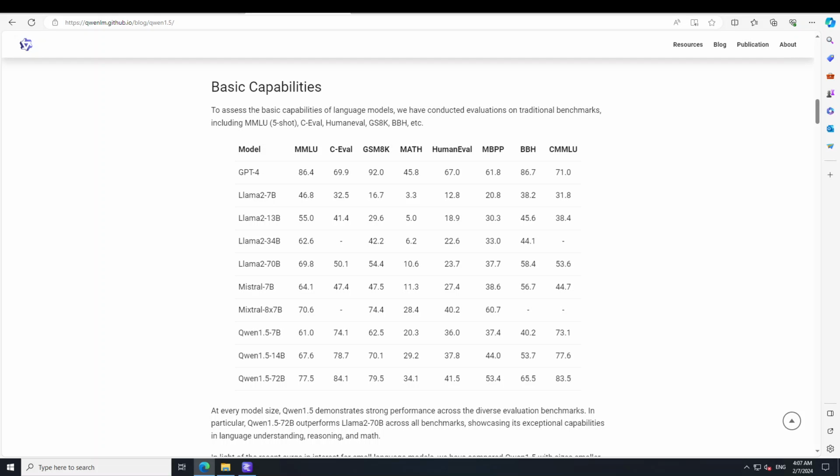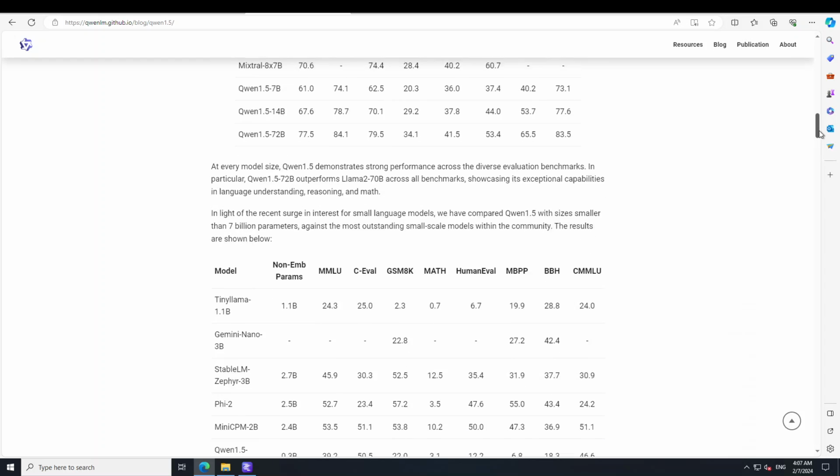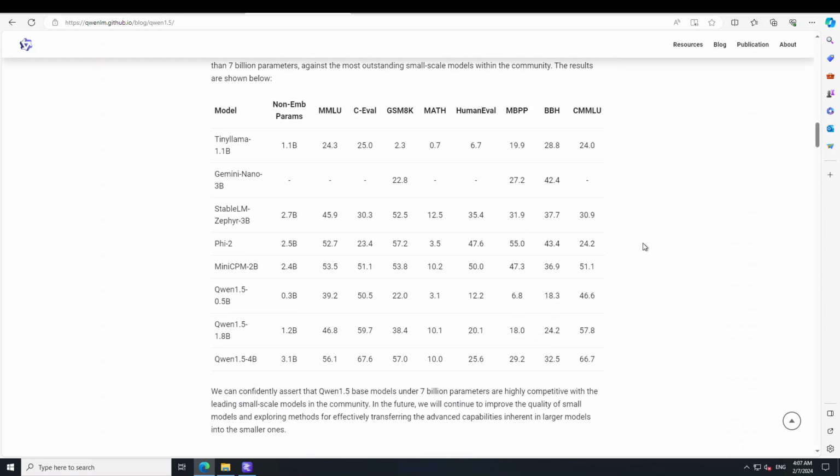Also, there has been a lot of surge in the small language model space, or SLMs. So that is where they have also done some benchmarking of Qwen 1.5 7 billion parameter against a lot of other models. If you go through this page, this is the one I'm talking about, and I'll drop the link to it in the video's description too. Here you can see that Qwen 1.5 has beaten almost all of the 7 billion parameter models, and it is highly competitive with them. So pretty cool, I would say.